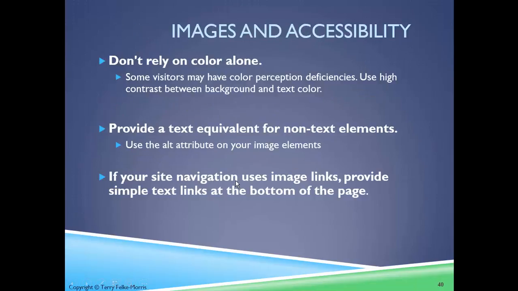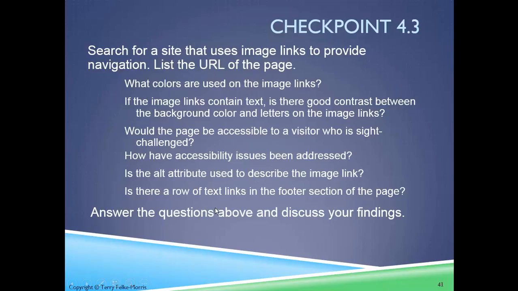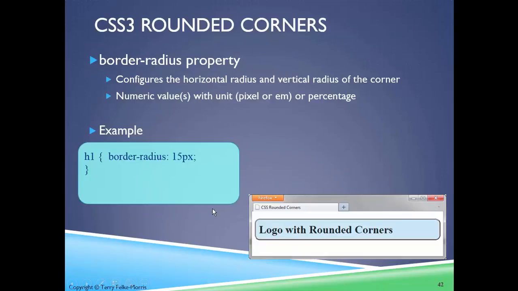Images and accessibility. Don't rely on color alone. Remember, again, anywhere between 5 and 10% of the world is colorblind. So make sure you've got a high contrast between the color of your text and the color of your background. Always use alt tags. As we mentioned earlier, if you use navigation image links to move around the page, then make sure you add the equivalent of those on the bottom of the page that are simple text links.